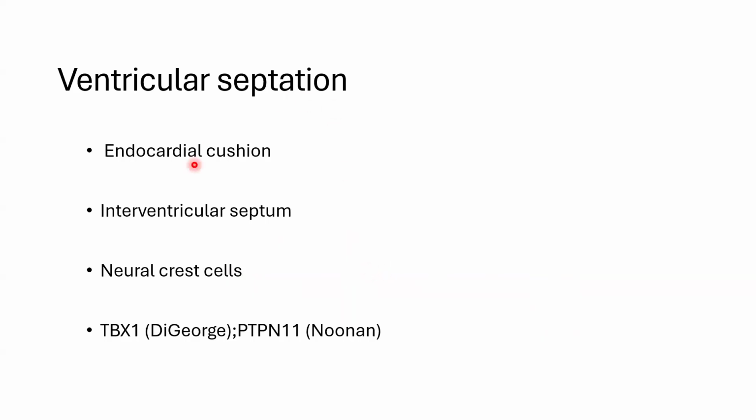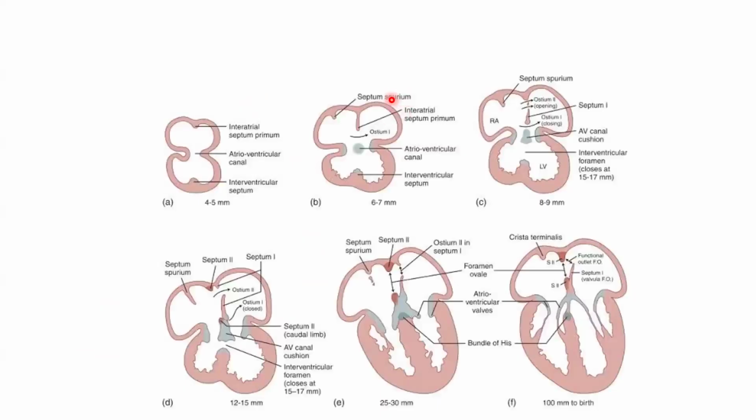And this septation is under the control of TBX1, which we know is an important gene as far as DiGeorge is concerned, and PTPN11, also important in Noonan. So it's not a surprise that when you have genetic abnormalities with TBX1 and PTPN11, you end up with VSDs. So DiGeorge patients end up having VSDs, Noonan patients also have VSDs. Okay, and this is because of the role of these genes in ventricular septation. So the focus will be on these images.